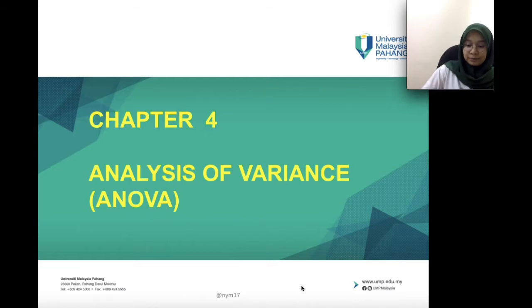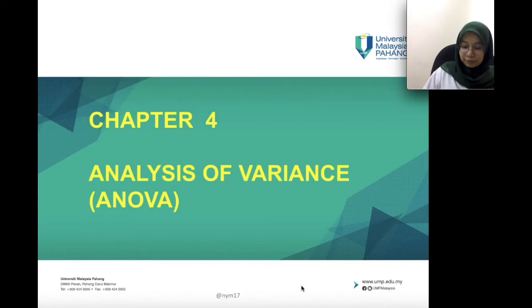What we have to do in our chapter 4 is we want to compare more than two population means. If you have two population means, you can compare using hypothesis testing. But if you have more than two population means, you want to see the similarity or the differences, you cannot use hypothesis testing. You have to use what we call analysis of variance, ANOVA.